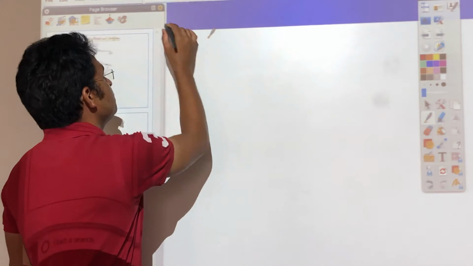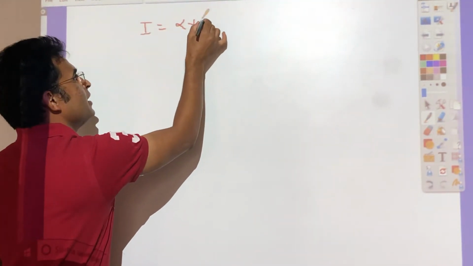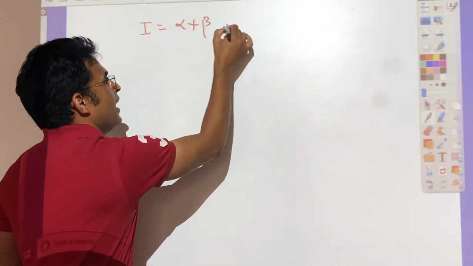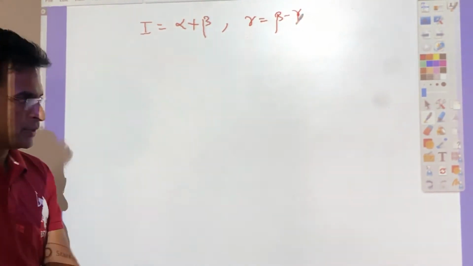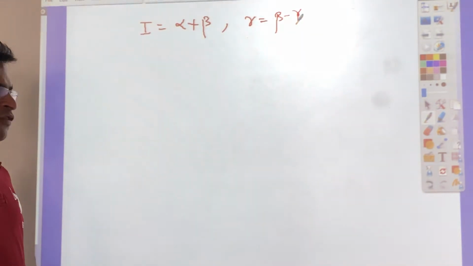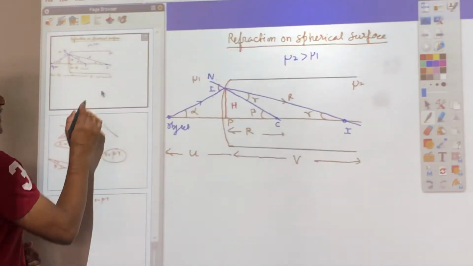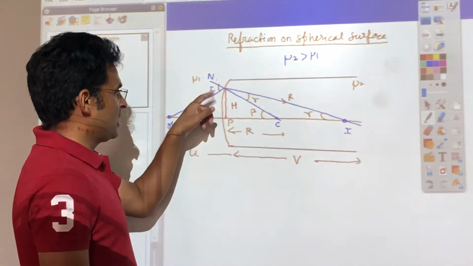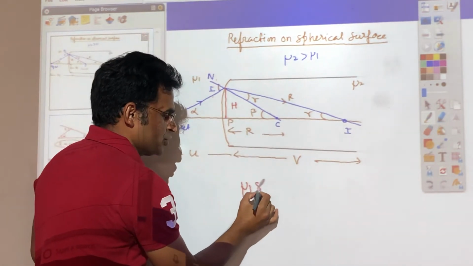i is equal to alpha plus beta, and r is equal to beta minus gamma. I got two things. Now if I apply the law of refraction over here, law of refraction where? If I apply the law of refraction at this point, I can write mu1 into sin i.